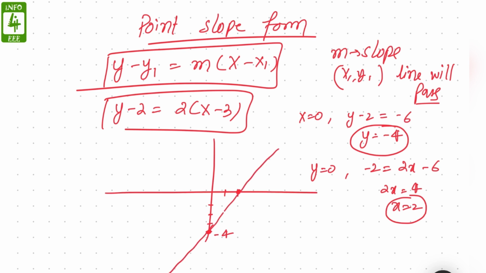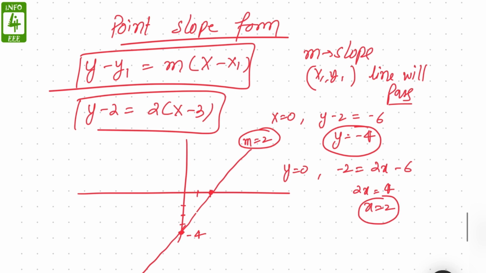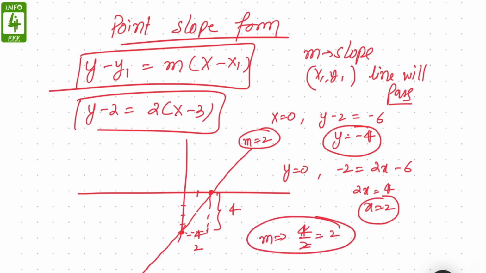And you can also find the slope from this. The rise is 4 and the run is 2. So the slope is rise by run, which is this. And this line will pass through the point x1, y1, which means this line should pass through the point 3, 2. Where is the point 3, 2? This is 1, 2, this is 3. If you check this, the line will pass through the point 3, 2. That's why this is called point slope form.